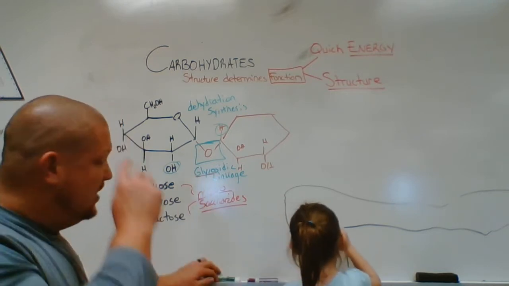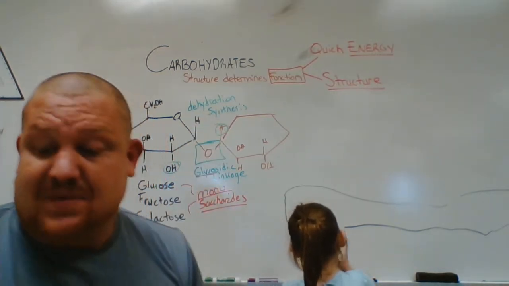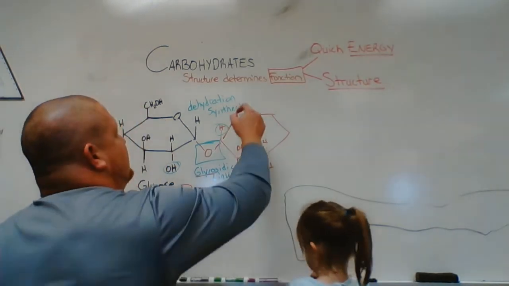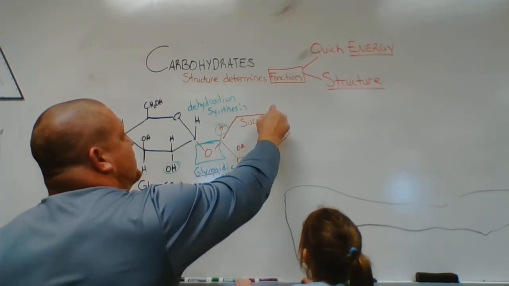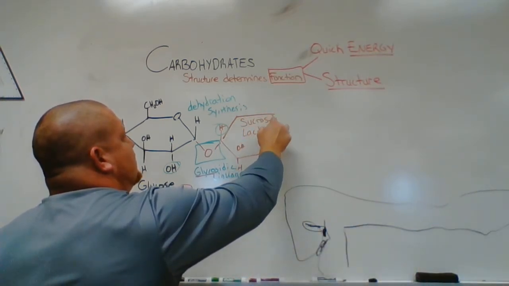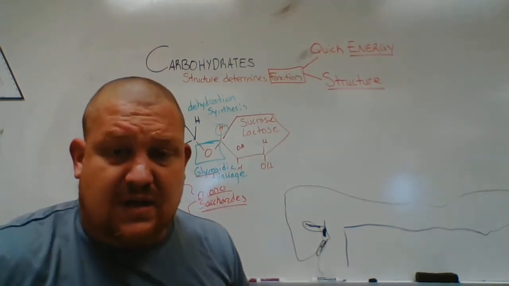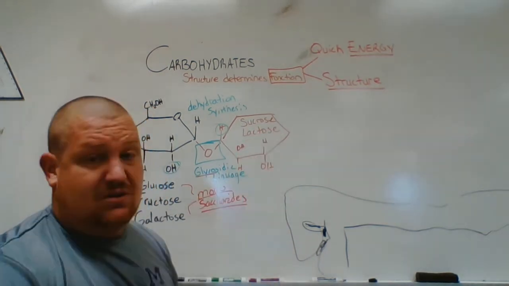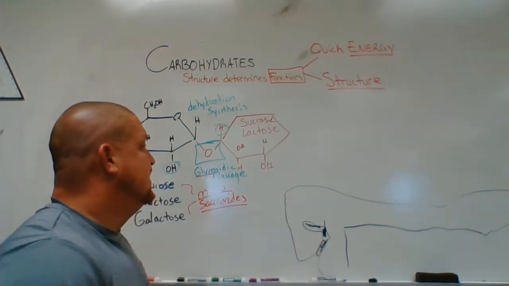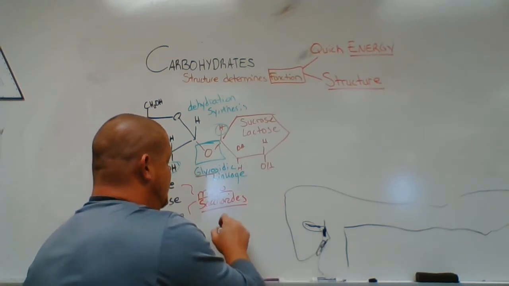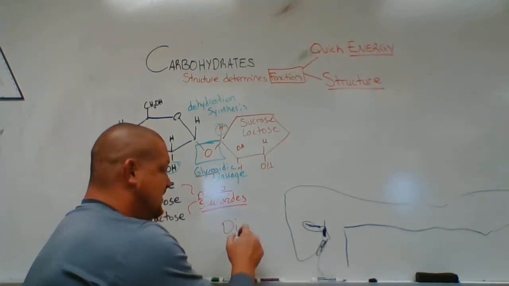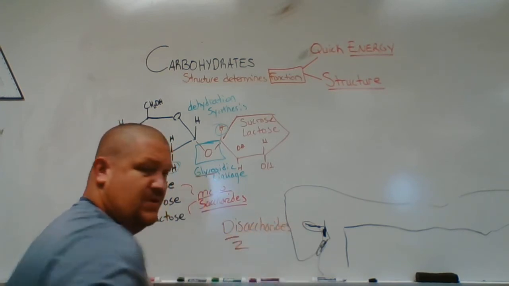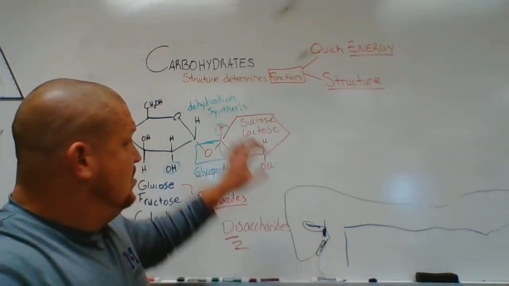All right, so this is a disaccharide. Examples of disaccharides would be sucrose, which is table sugar, and lactose, which is in milk and helps make milk sweet. Disaccharides mean two sugars, one, two.